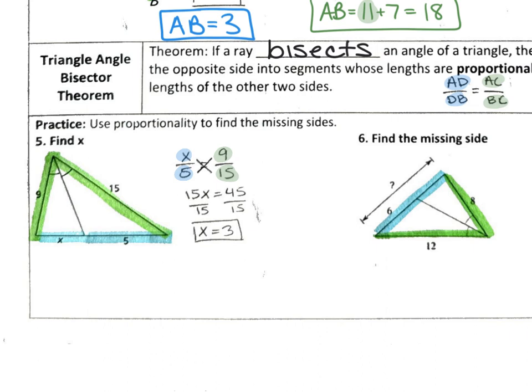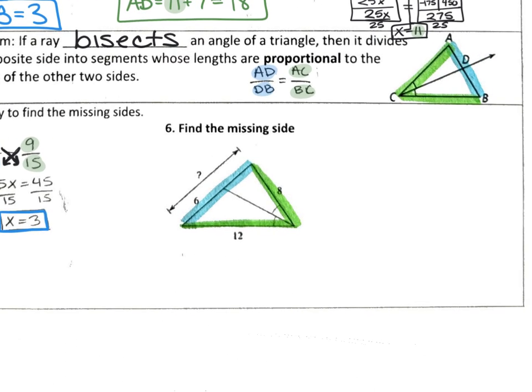The blue numbers make one fraction. The green numbers make another fraction. We have to make sure, though, that the sides that touch each other are on tops and sides that touch each other are on bottoms. But then we set up and solve a proportion. 5 times 9 is 45. X times 15 is 15x. Divide by 15. You get that the missing side length is 3. Can we do a problem together now that we have a nice example?